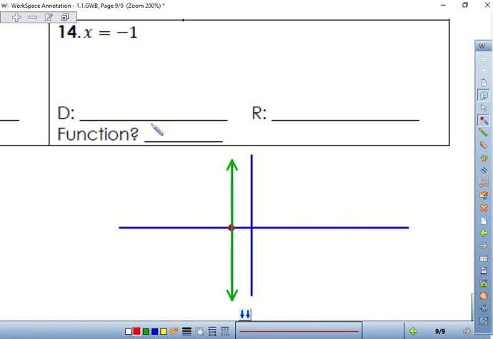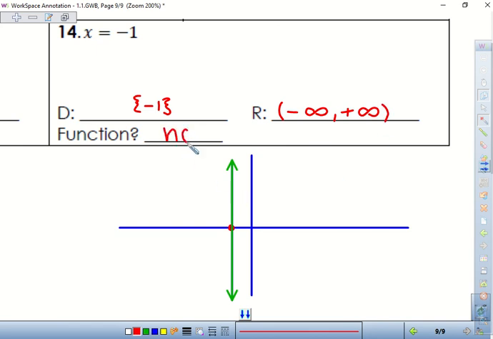So, what do you think the domain of this is? Just -1. And what do you think the range is? Good. Is it a function? No. Why not? Because it's a vertical line. Yeah, if I tried drawing a vertical line, it would fail so much, right? It would fail at every point. Okay? Alright, so I'm gonna stop and upload my video.